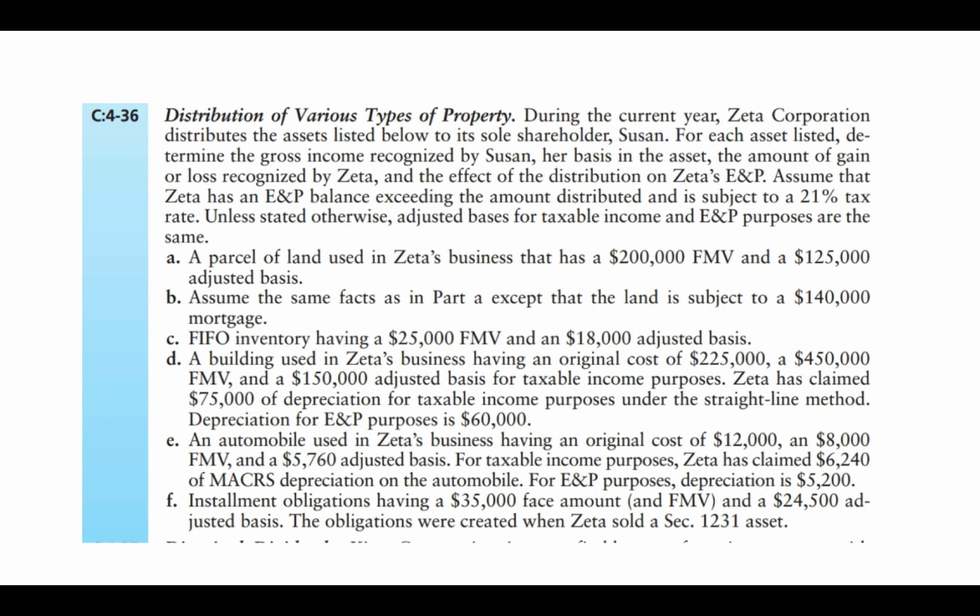All right, D. A building used in Zeta's business having an original cost of $225,000, a $450,000 fair market value, and a $150,000 adjusted basis for taxable income purposes. Zeta's claimed $75,000 of depreciation for taxable income purposes under the straight line method, and depreciation for earnings and profits purposes is $60,000. All right, so here we need to figure out the gain, and we know it's a little tricky because depreciation for earnings and profits is different than depreciation for taxable income.